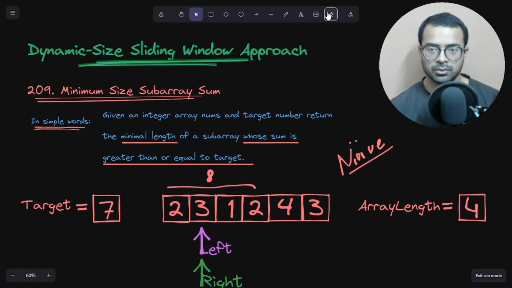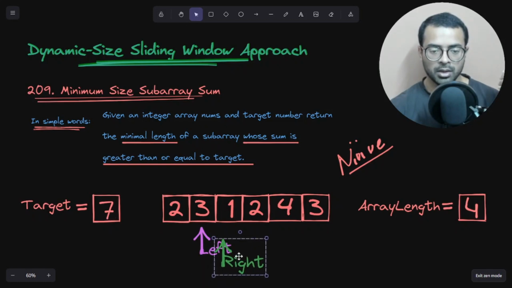Okay, so let's come here, remove this thing. Then what we are going to do, we are going to look at this 3. At the moment it is pointing towards 3. 3 is lesser than 7, so we will move this right one step forward. So 3 plus 1 is 4.